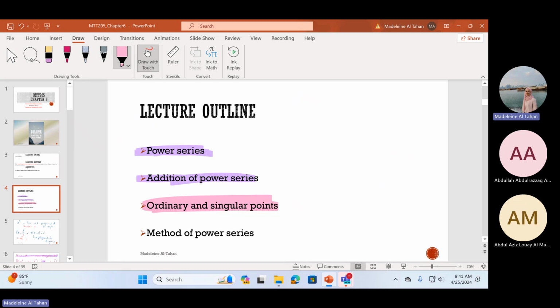Now we'll move to talk about ordinary and singular points. Why do we need to talk about these? Because first of all, we have a differential equation, and we care about a certain point. When we want to find a series solution, we need to find it around a certain point. Let's say we want to find the series solution around x equals 0. We want to double check if x equals 0 is ordinary or singular, because in order to apply a method, there should be a condition. So we need to understand what's meant by ordinary point and singular point. After we finish this and understand it, we can introduce the method of power series.